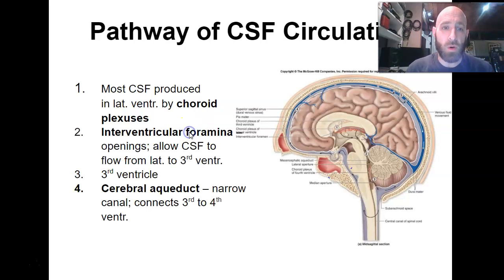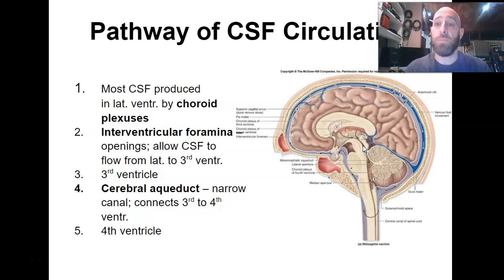Now, I'm not going to hold you responsible for this terminology, and I don't need you to know the names of the foramen that pass this fluid through, but I'm going to talk through it. Basically, the lateral ventricles are where this fluid starts. It's produced in this area here. Then gravity takes over and pulls things downwards. As it fills up, it's going to overflow and travel down to the third ventricle through this opening called the interventricular foramina. But again, I'm not going to hold you responsible for that term.